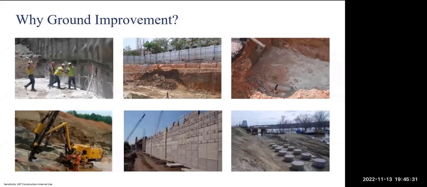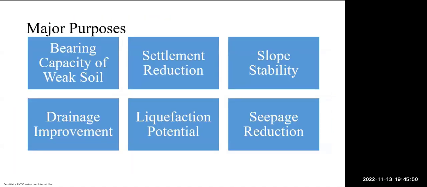But how to decide the ground improvement, what are the machineries, and what will be the design parameters? It's not just that we will mathematically propose something, like the spacing or length of the reinforcement. There are some other criteria also that we will cover in this course. So the major purposes, from the name and the details we have just discussed, are the weak bearing capacity, reducing settlement, slope stability, drainage improvement, liquefaction potential, and seepage reduction. These are just a few to be named as major purposes of ground improvement.